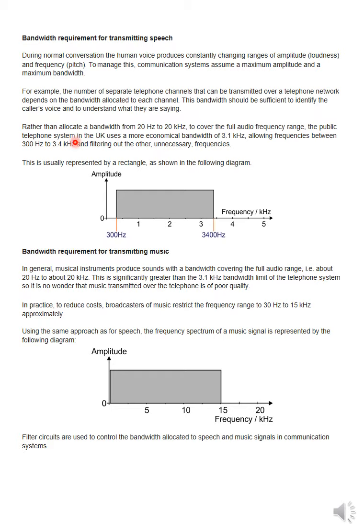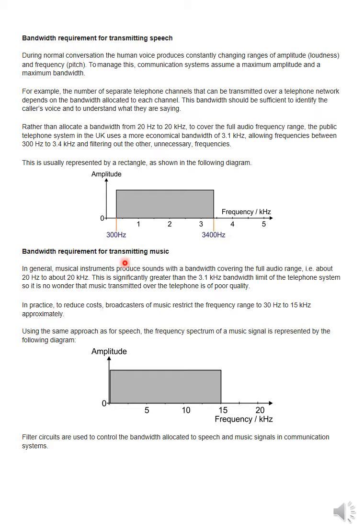Rather than allocate a bandwidth from 20 Hz to 20 kHz to cover the full audio frequency range, the public telephone system, let's say in the UK, uses a more economical bandwidth of 3.1 kHz, allowing frequencies between 300 Hz and 3.4 kHz and filtering out the other unnecessary frequencies. This is usually represented by a rectangle as shown in the following diagram. So if you see, there is a particular band you have to create for transmitting the speech, from 300 Hz to 3.4 kHz.